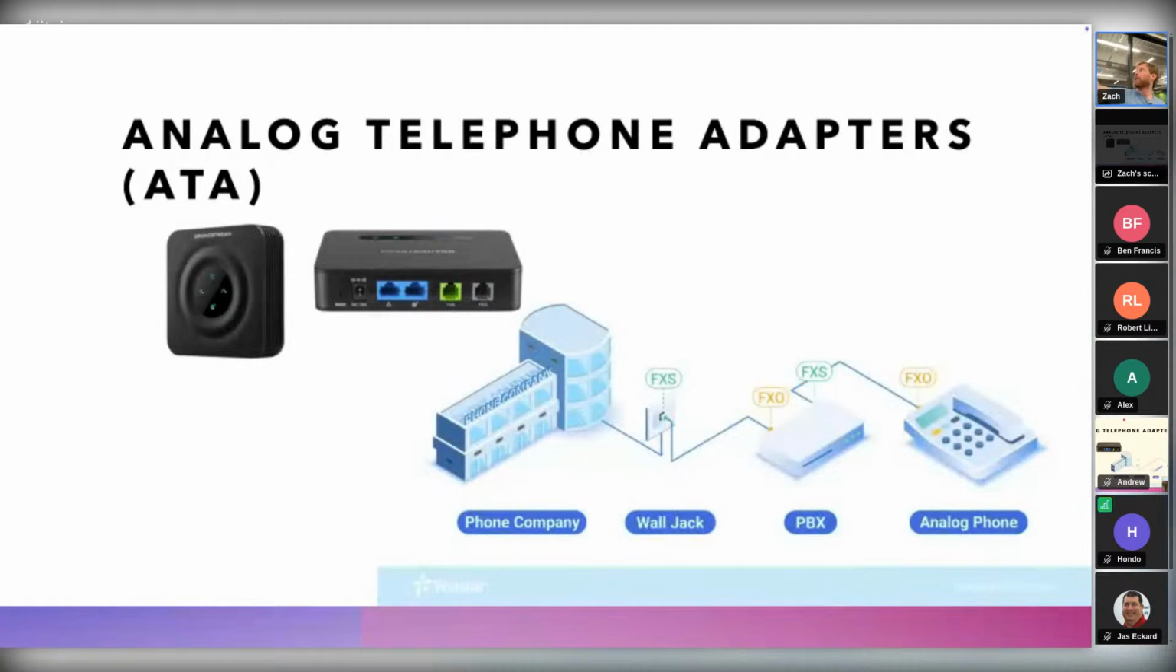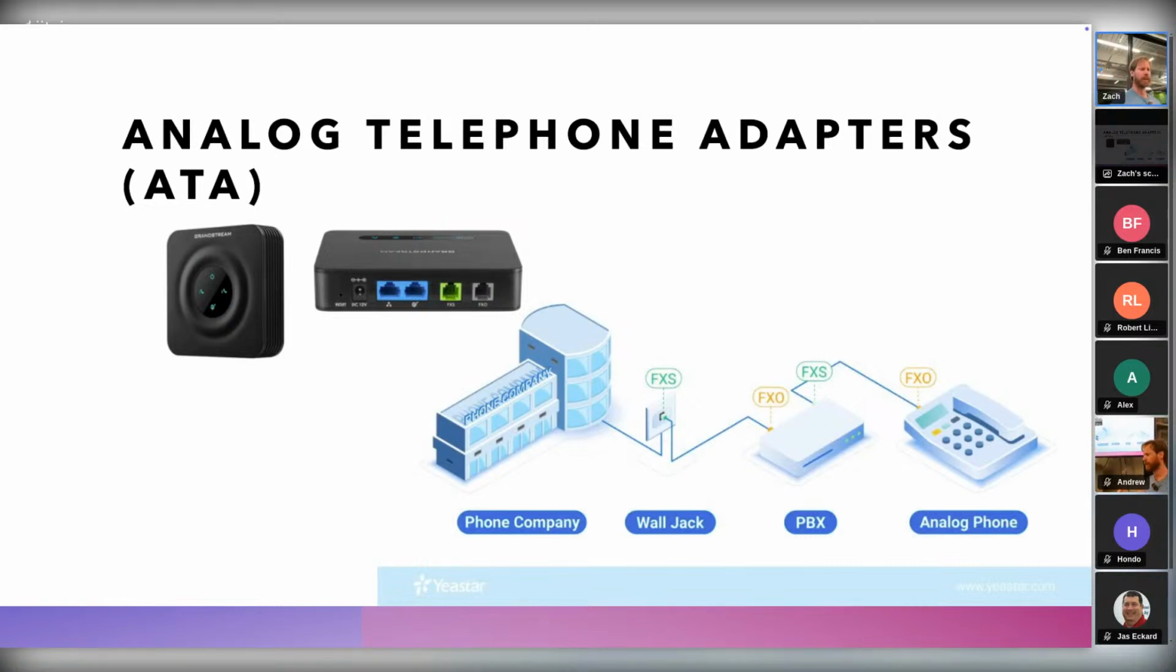This is a diagram of how it works. You've got a phone company, which goes to the wall jack, goes to your PBX, which goes to your analog phone. But what I'm trying to explain here is these two ports. You've got one that says FXS and the other that says FXO. And if you get a cheaper one, it's only FXS.